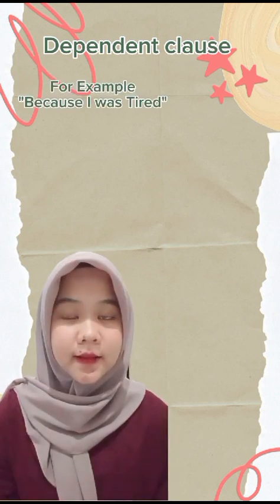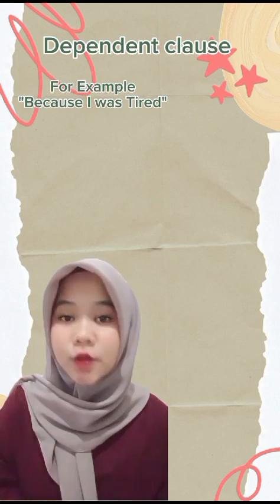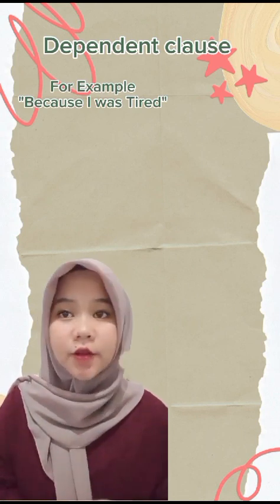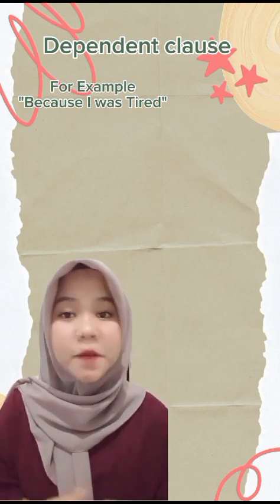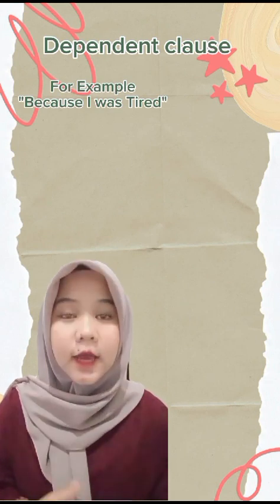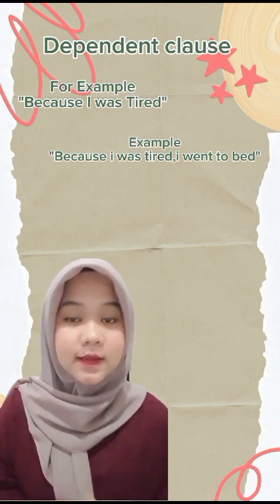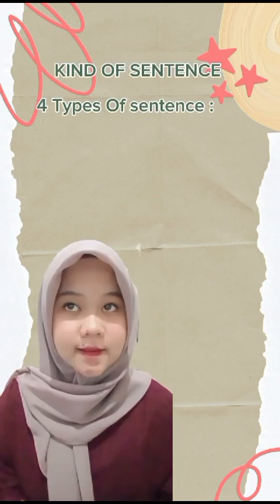For example, because I was tired, this is not a sentence. This clause cannot stand alone and needs an independent clause to complete the sentence. For example, because I was tired, I went to bed. This is a sentence. The second material is about kinds of sentence.